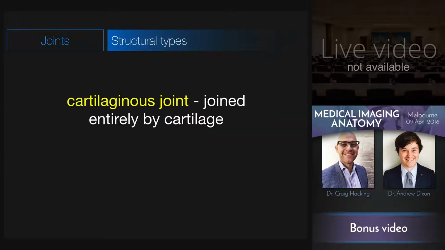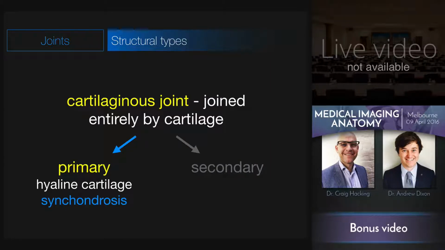The next type of joint is the cartilaginous joint, and these joints are joined entirely by cartilage. The word entirely is important here because, as we'll see, synovial joints do contain some cartilage. Cartilaginous joints can be divided into primary and secondary. The primary cartilaginous joints are fused by hyaline cartilage and are termed synchondroses.